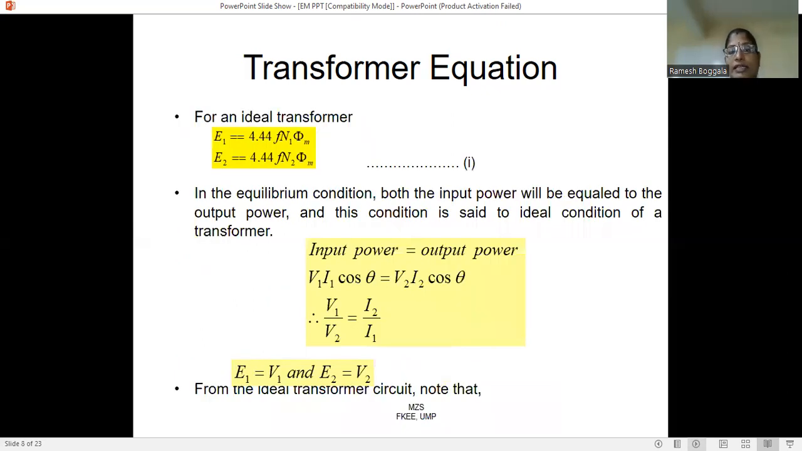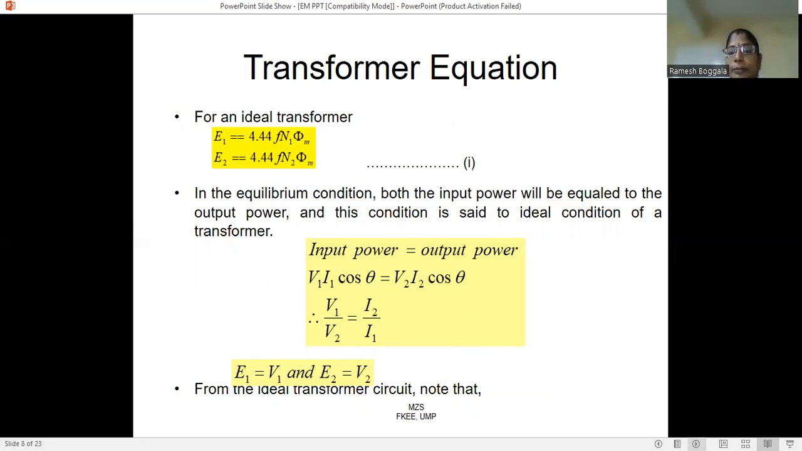In an ideal transformer, we have two induced EMFs. One is the primary induced EMF, and the other is the secondary induced EMF. The primary induced EMF E1 is 4.44 times frequency times N1 phi m. E2 is equal to 4.44 times frequency times N2 times phi m. These are the two equations for the ideal transformer.